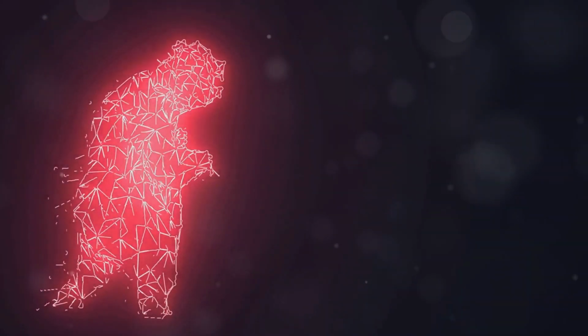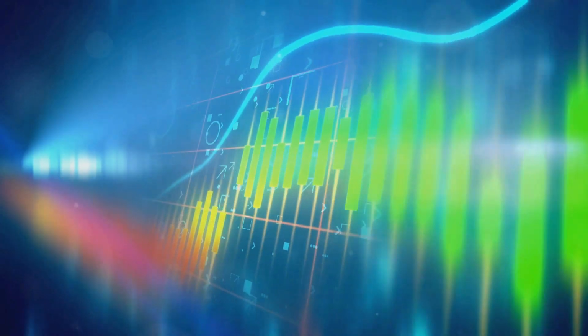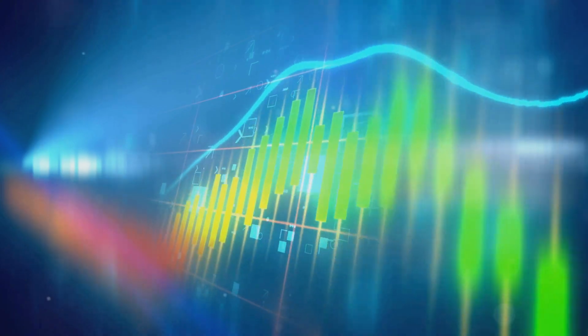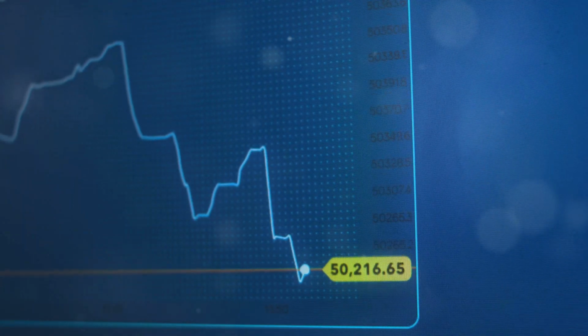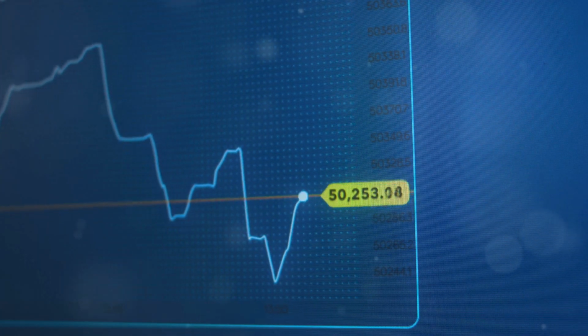Bearish candlesticks. Now, let's flip the script and talk about bearish candlesticks. A bearish candlestick means the price closed lower than it opened. Sellers had the upper hand.